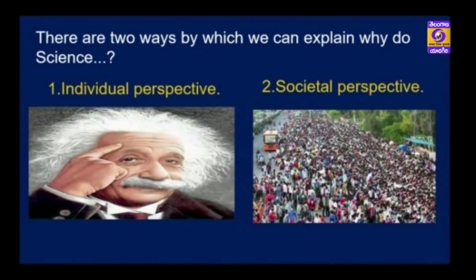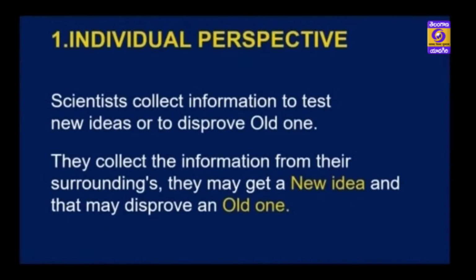First one is the individual perspective, second one is the societal perspective. So what is this individual perspective and societal perspective? Let us see in brief. First one, individual perspective. Generally, scientists collect information to test new ideas or to disprove old ones. For example, one theory was given by one of the scientists, and it may be either correct or not.